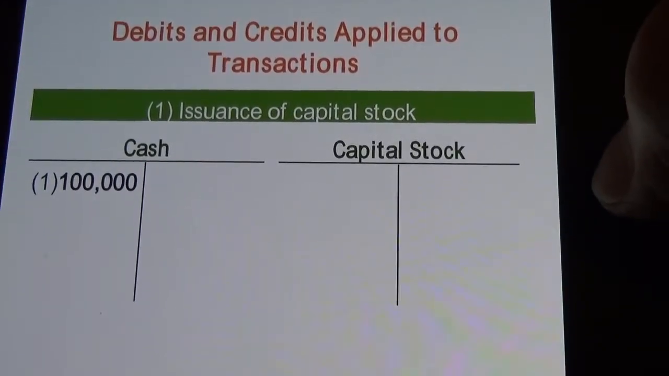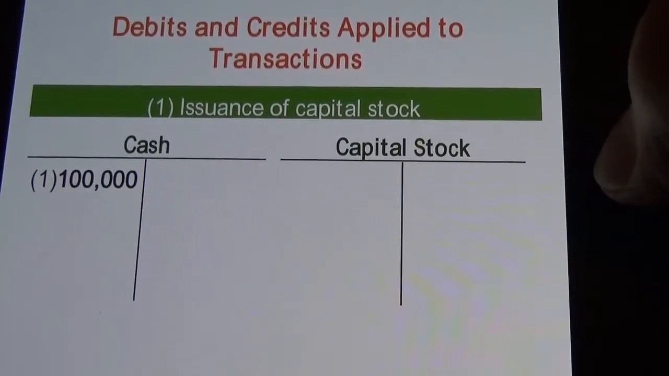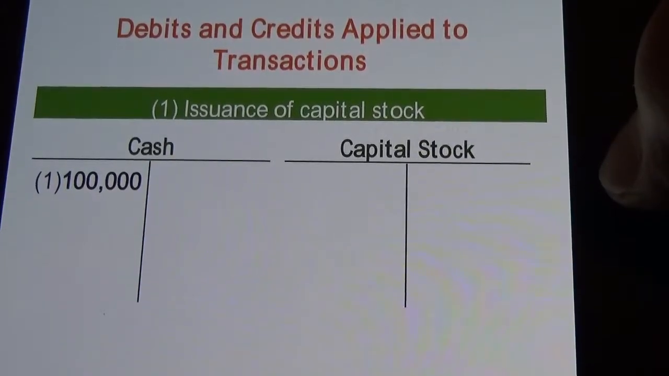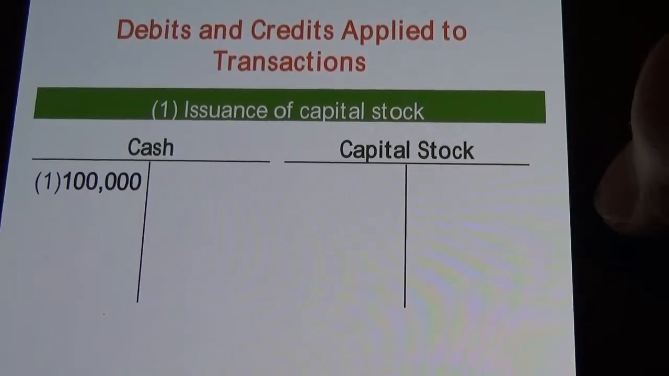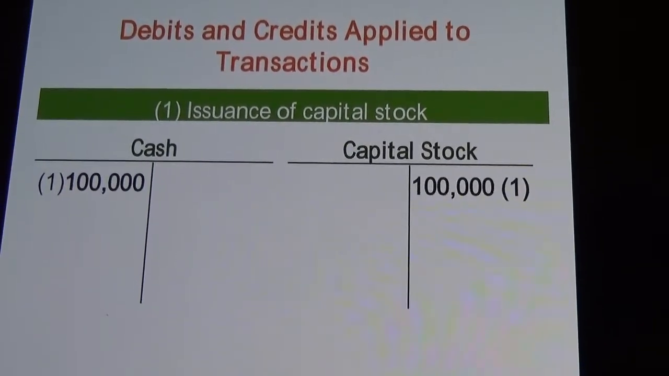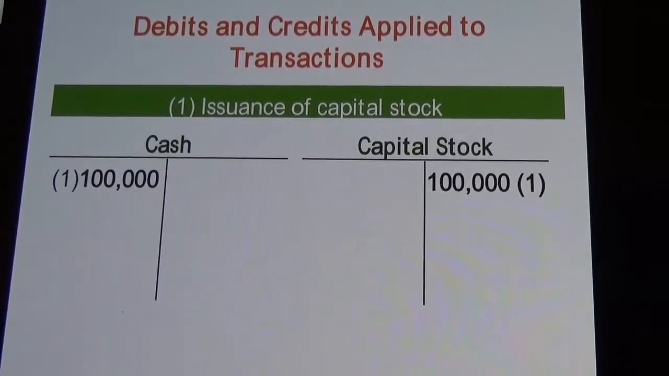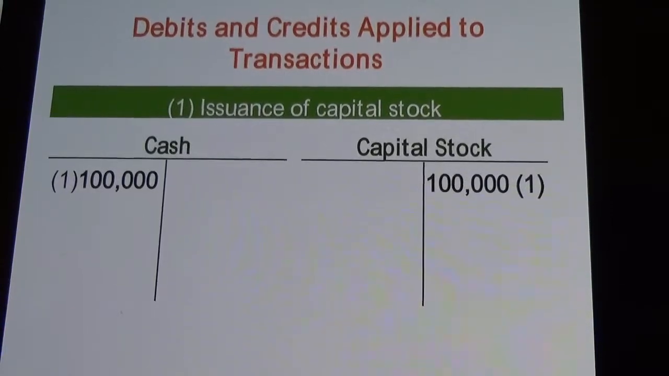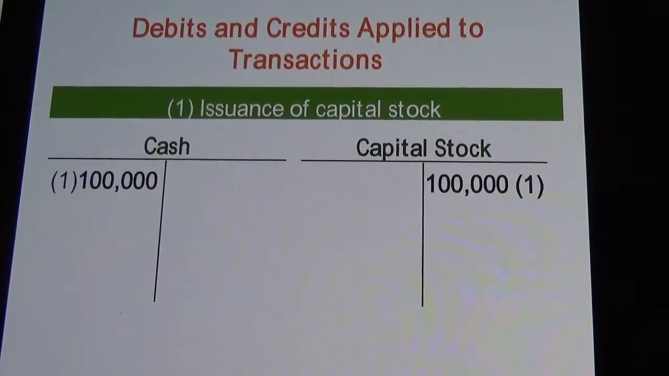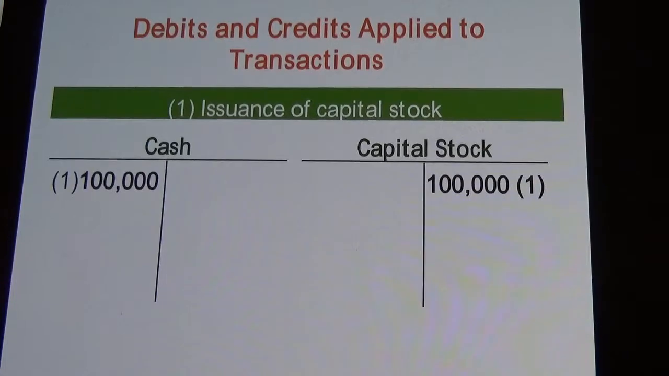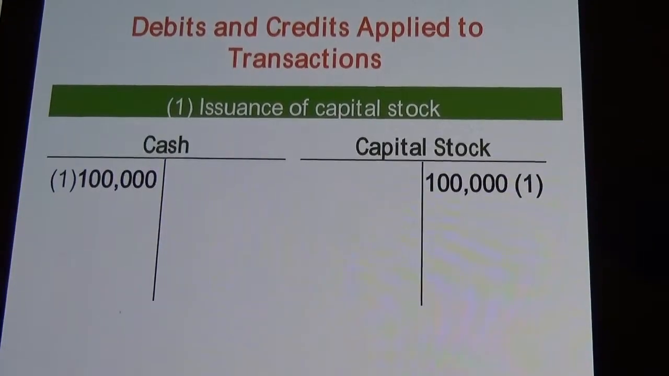We're also increasing our capital stock, the contributed capital for the organization, and because capital stock is a right side equation account, it's going to have a credit balance and increase with credits, and therefore we're going to see a $100,000 credit entry to the capital stock. Both of these accounts are increasing. Notice that cash increases with a debit, capital stock increases with a credit. And that's because of the accounting equation and the fact that we're keeping it in balance.